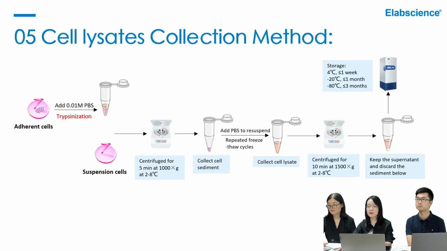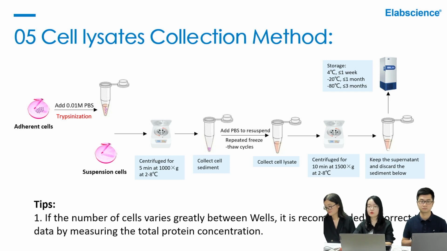The fifth sample type is the cell lysate. For adherent cells, the cells should be separated by trypsinization and then collected by centrifugation as in suspension cells. Then the cells were resuspended to prepare the cell lysate by repeated freezing and thawing or the ultrasonic method. If the number or growth state of the cells varies greatly between the wells, it's recommended to correct the data by measuring the total protein concentration of each well.